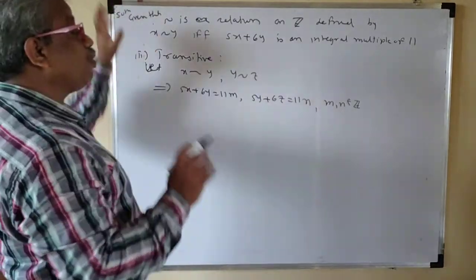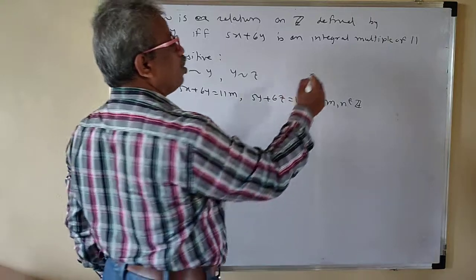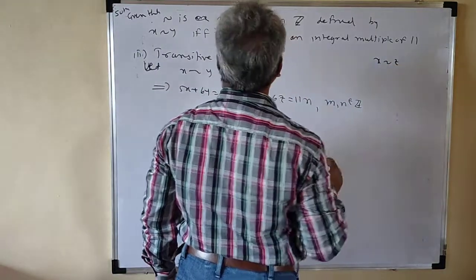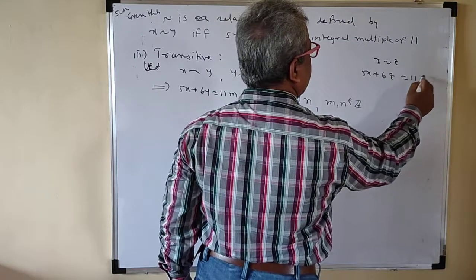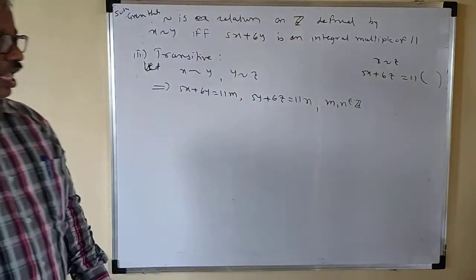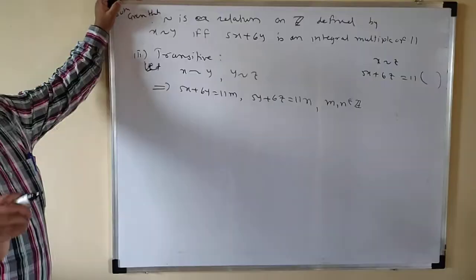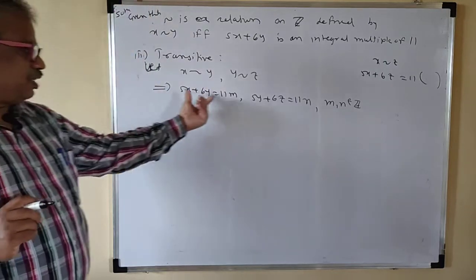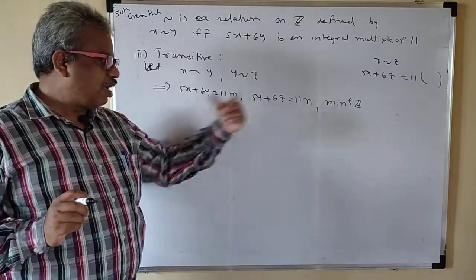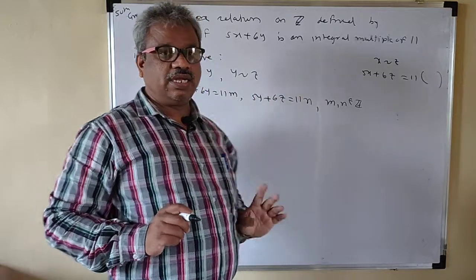Okay, so now what do we want to prove? x is related to y, y is related to z, so we want to prove that x is related to z. Means we have to prove that 5x plus 6z is 11 times some integer, that is, an integral multiple of 11. With the help of 5x plus 6y and 5y plus 6z, which are integral multiples of 11, I have to write 5x plus 6z as an integral multiple of 11.